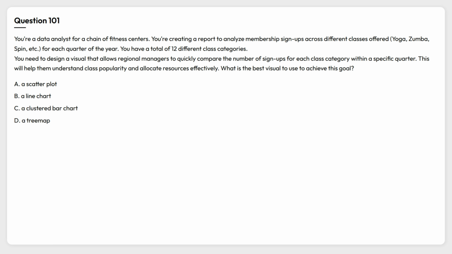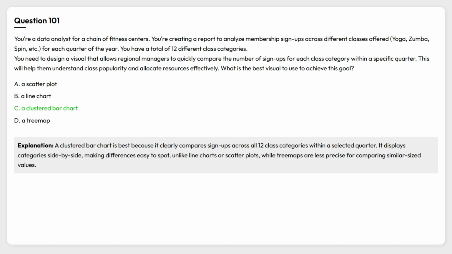Option A, a scatter plot. Option B, a line chart. Option C, a clustered bar chart. Option D, a tree map. The correct answer is option C, a clustered bar chart.